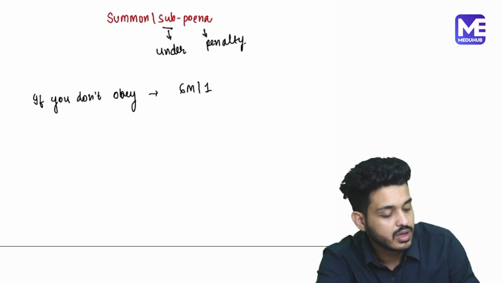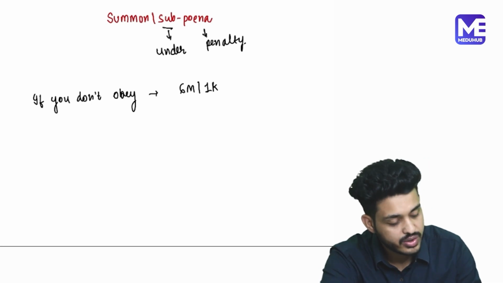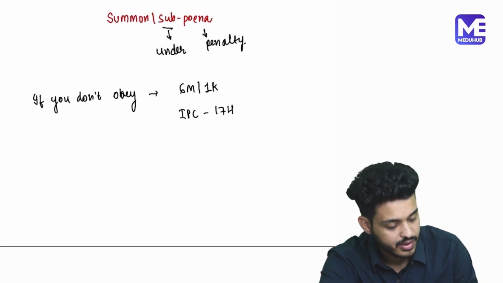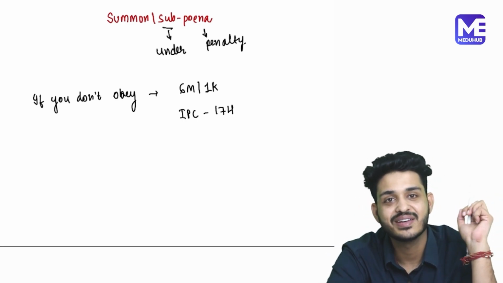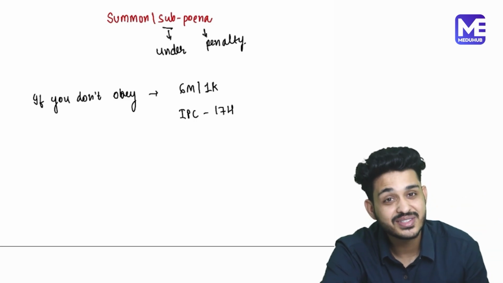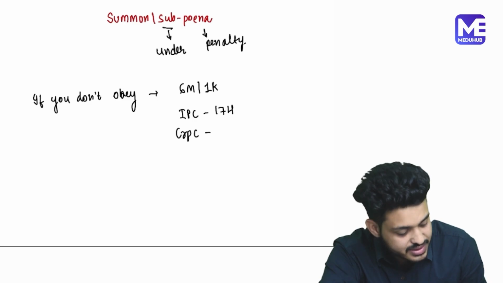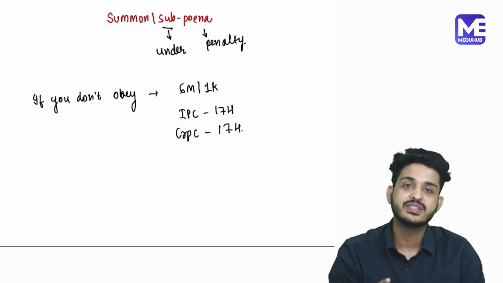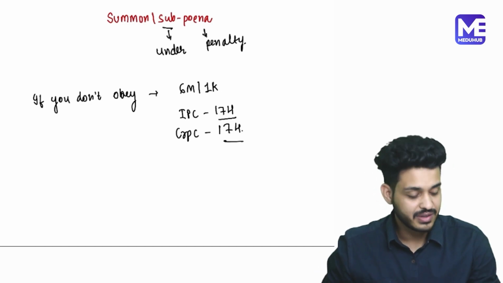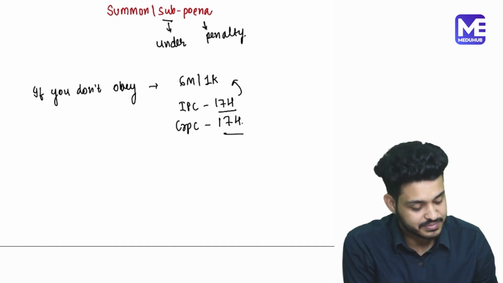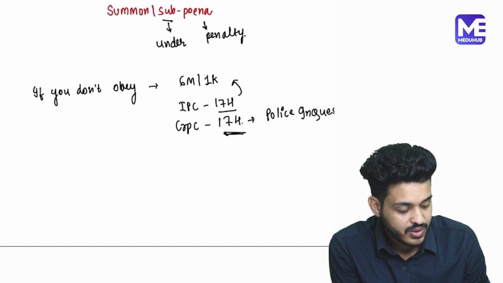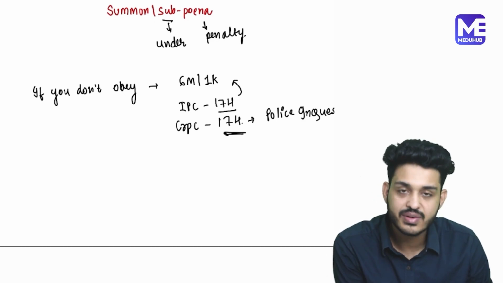You will be punished for approximately 6 months. You can go to jail or you need to pay 1000 rupees fine, okay, and that will be considered under IPC 174. That will be considered under which IPC? IPC number 174. Can you please recall and tell me what is the section for police inquest? IPC or CRPC? Yes, in police inquest, that was CRPC 174. Okay, IPC is for the definition and punishment, and CRPC is for the procedure. Understand? So IPC 174 will be for the definition and punishment. CRPC 174 is for which inquest? Police inquest. Okay, and 176 is for magistrate inquest.